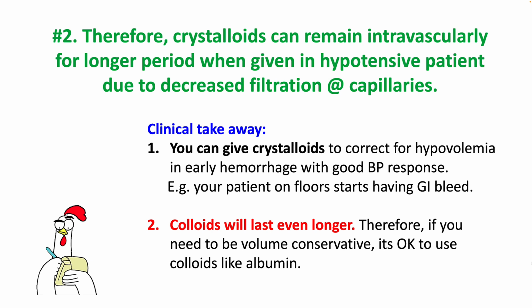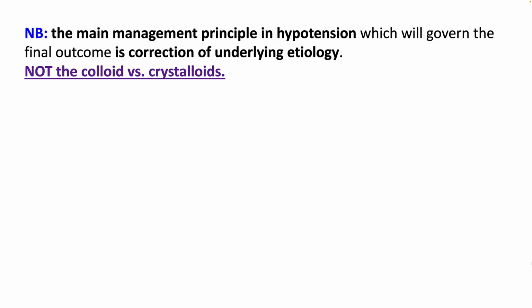And this brings two important points. First, you can give crystalloid to correct for hypovolemia in early hemorrhage with a good blood pressure response, as these will last much longer. Colloids will certainly last longer than the crystalloid. So if you need to be volume conservative, it's okay to use colloids like albumin.